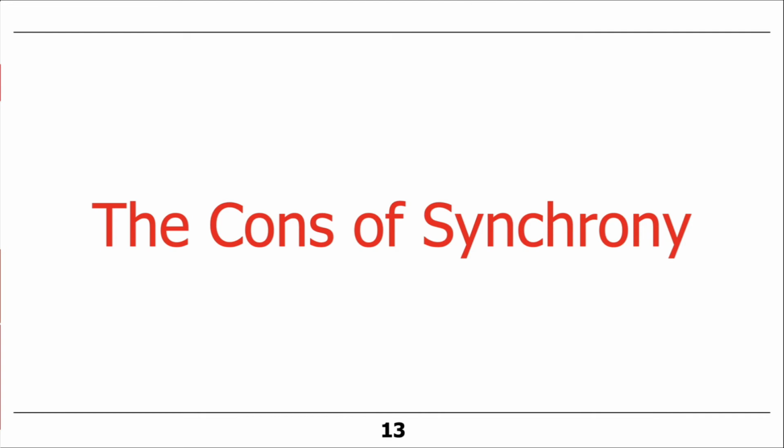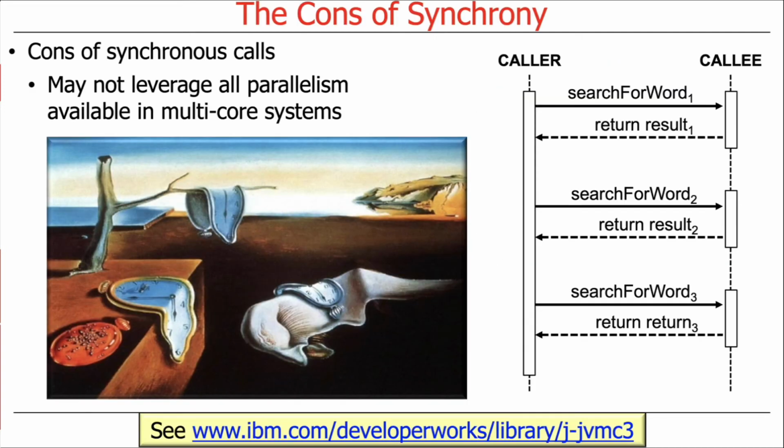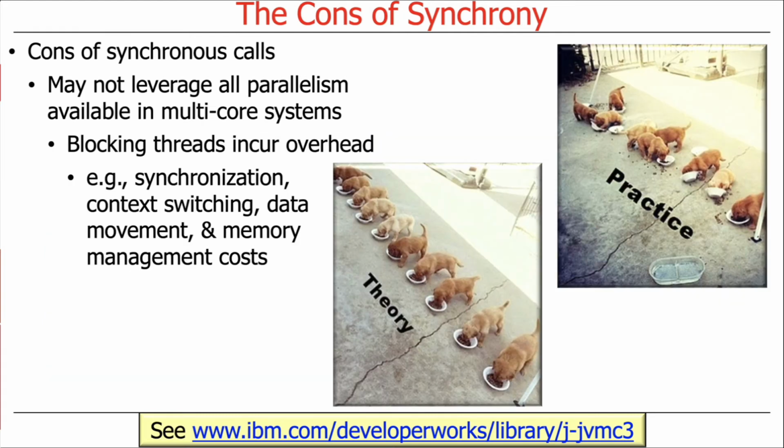There are, of course, some downsides to synchrony. As I'm very fond of saying, everything's not unicorns and rainbows. One of the problems, probably the main problem from the point of view of our discussion here, is that synchronous communication, synchronous computation, synchronous calls may or may not, probably may not, leverage all the parallelism that's inherently available in modern multi-core systems. So things aren't as speedy as they might otherwise be.